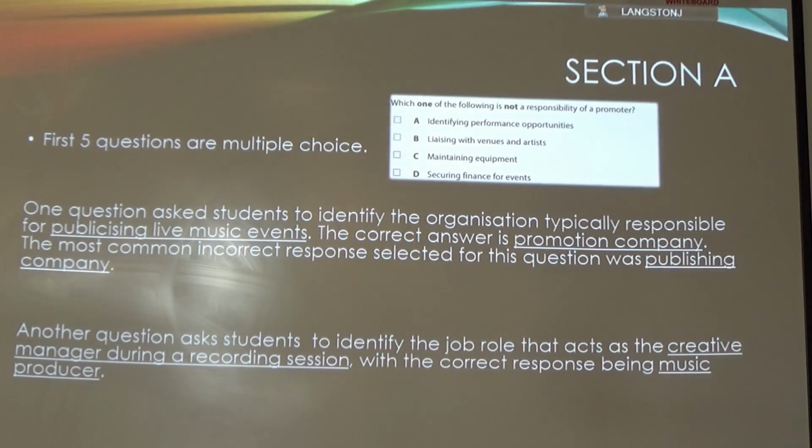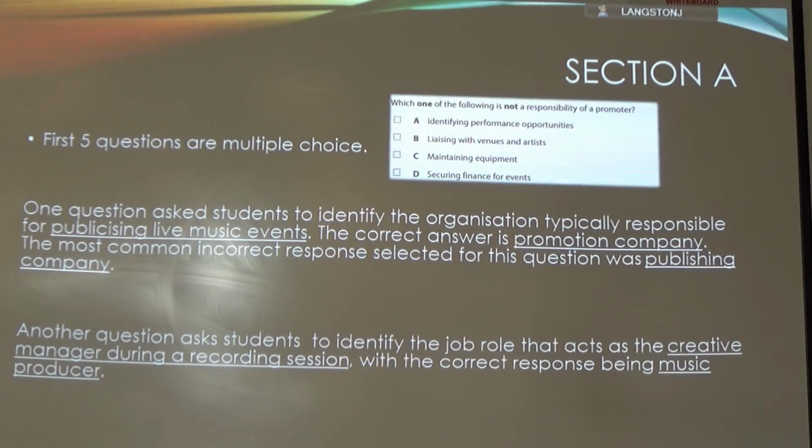So section A, what does it consist of? The first 5 questions are multiple choice, okay? And as you can see, here's an example of a multiple choice question which might be asked in the actual exam. It has 4 answers to pick from, and it's giving you really specific information. Which one, which is boldened, of the following is not, that's also boldened, a responsibility of the promoter, and it's really, really important that you read that question in order to make sure that you can get the right mark.